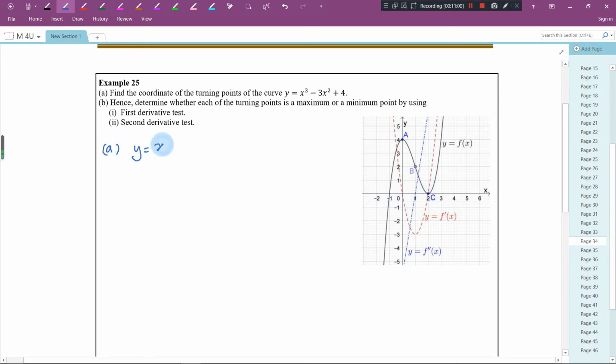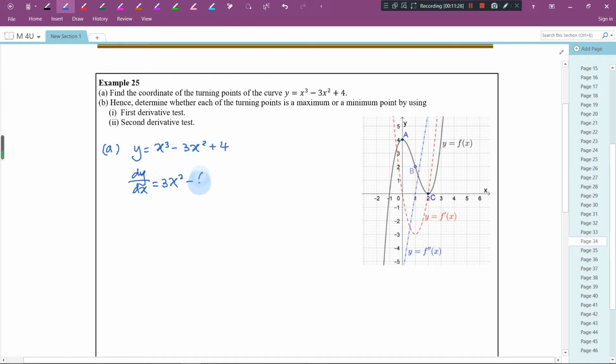y is equal to x cubed minus 3x squared plus 4. So we know that a turning point is a stationary point, right? So that means their dy dx will be equal to 0. So I find dy by dx first. I differentiate this function first. dy by dx: 3 bring down here, copy the x, power you have to minus 1. I hope that you still remember this process.